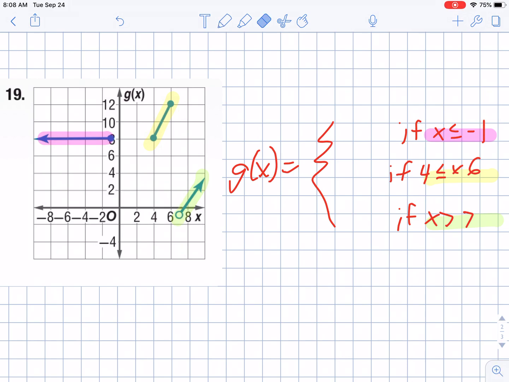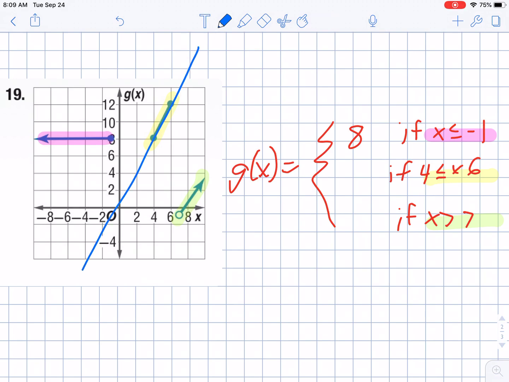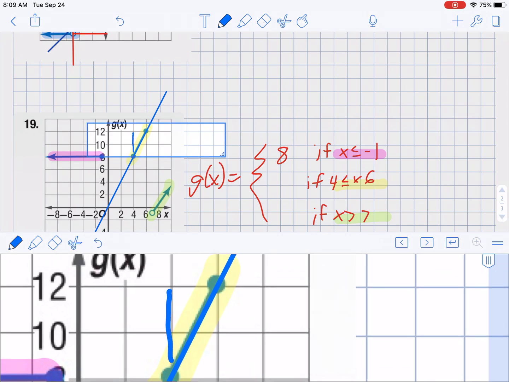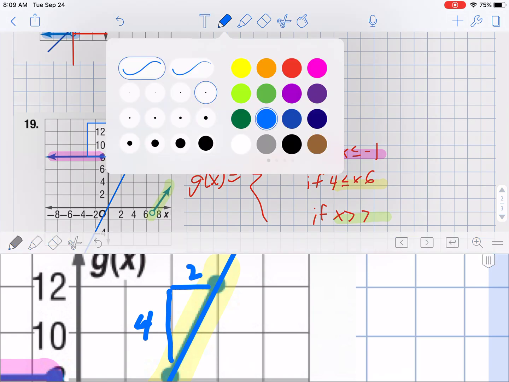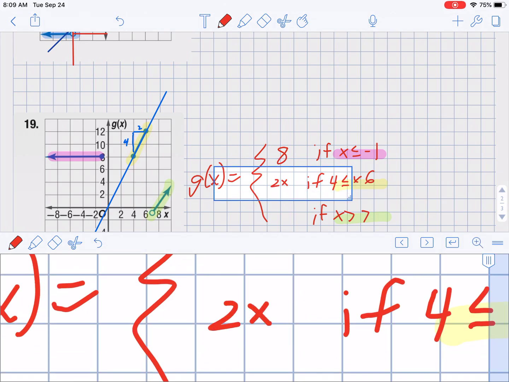All right, now we just have to write the equations. The first one's easy. It's a horizontal line, y equals 8, and that's all I need to put there. The second line, what I would do is I would draw this right on top of it, and it looks like the y-intercept is 0. The slope here, if I go up 4, right 2, because they all go by 2s, so the slope is 4 over 2, which is 2. So that's just 2x. The y-intercept is 0, so I don't have to put the plus 0.